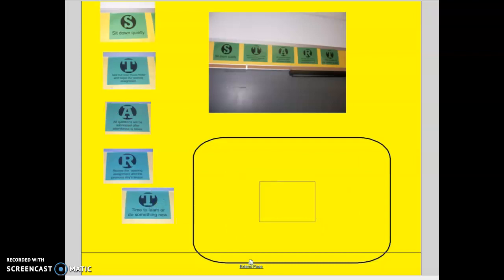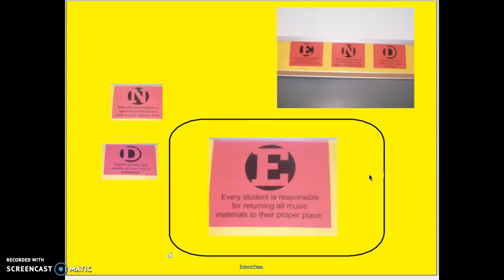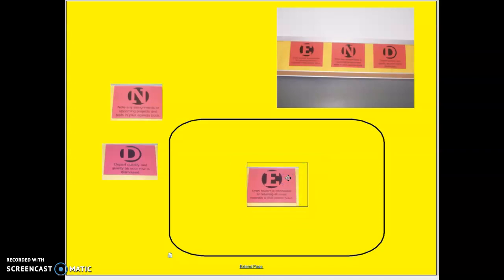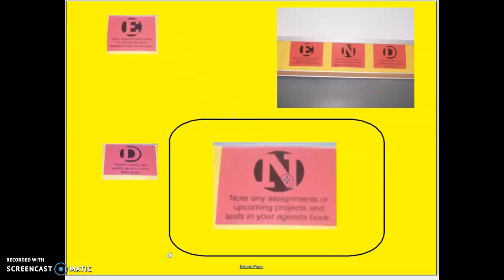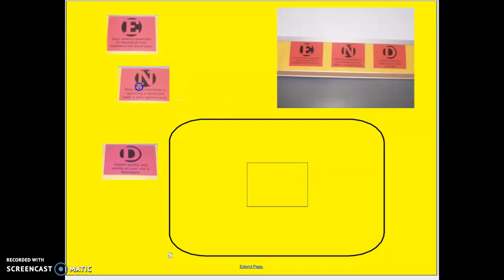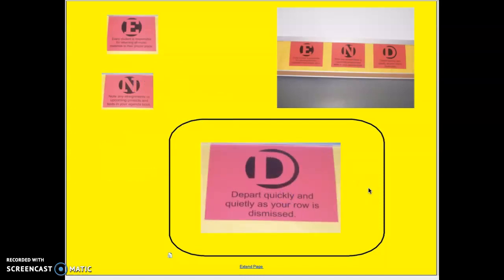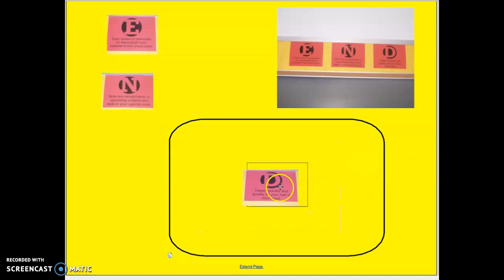When class is ending and it's time to leave, I will ask that every student be responsible for returning all music materials to their proper place. That includes making sure your chair is where it belongs. Note any assignments or upcoming projects and tests in your agenda book. And lastly, depart quickly and quietly as your row is dismissed. Make sure you take all of your belongings with you.